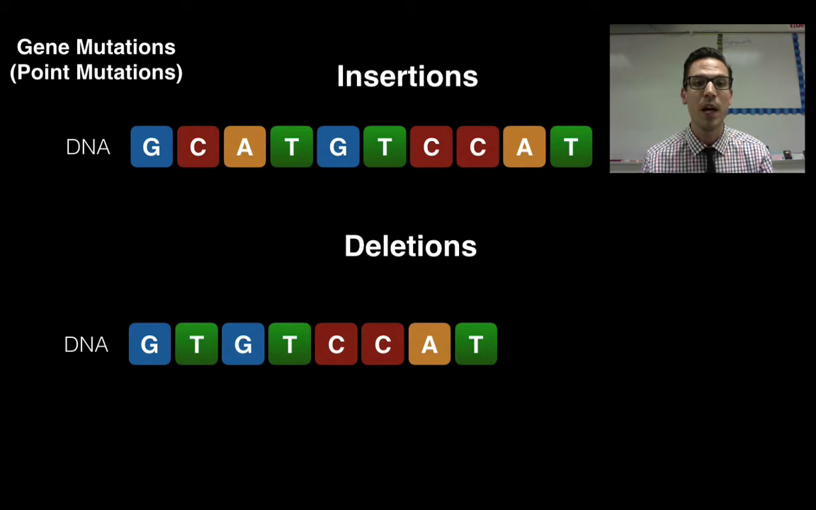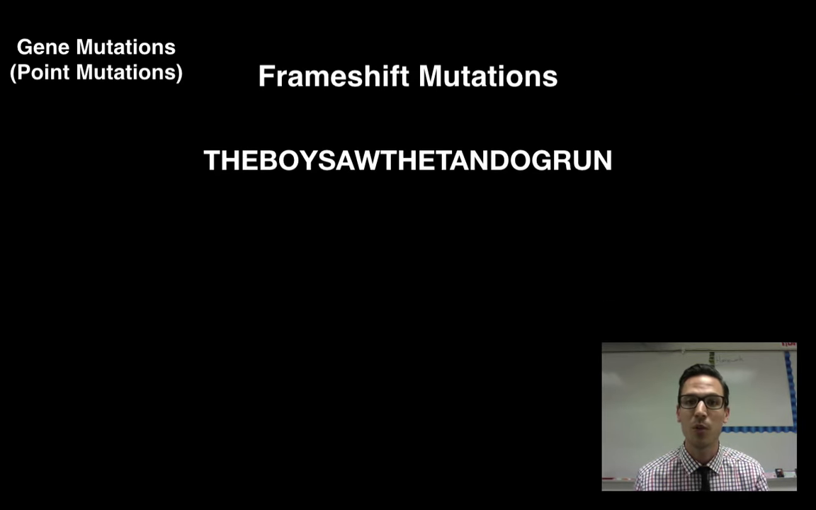And the reason being is, think about how we read DNA. Remember that DNA, or the genetic code, is read 3 letters at a time, or as codons. By inserting or deleting, how does that affect the rest of the protein? Well, it's going to shift all my letters over either to the right one or to the left one. So these types of mutations, insertions and deletions, are referred to as frameshift mutations.